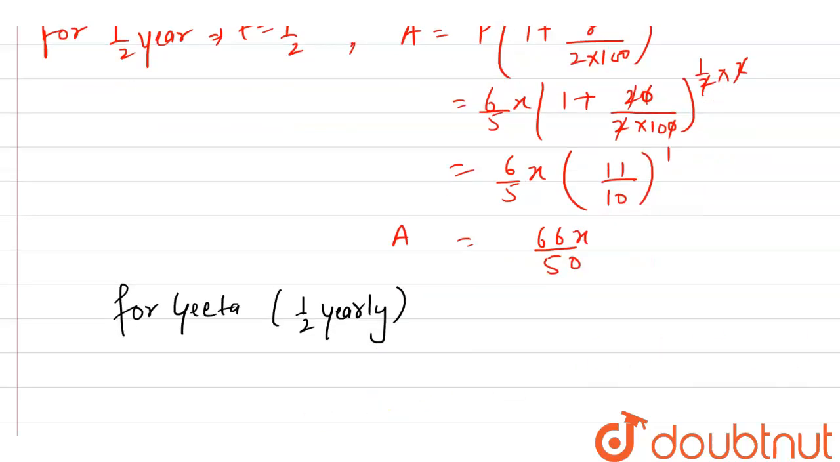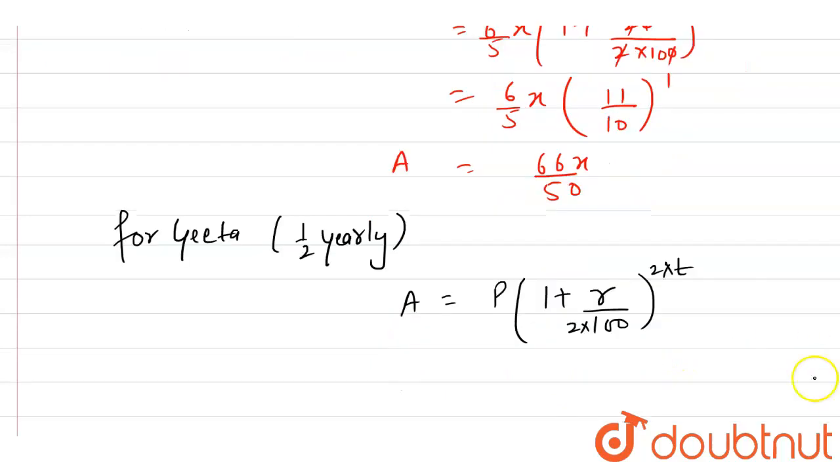for Geeta we can write that A is equal to P into 1 plus R by 2 into 100 whole raised to power 2 of T, as it is half yearly. Here T is time, and in the case of Geeta, the question says they are investing for 18 months, that means time is 3 by 2 years, so it is 3 by 2.